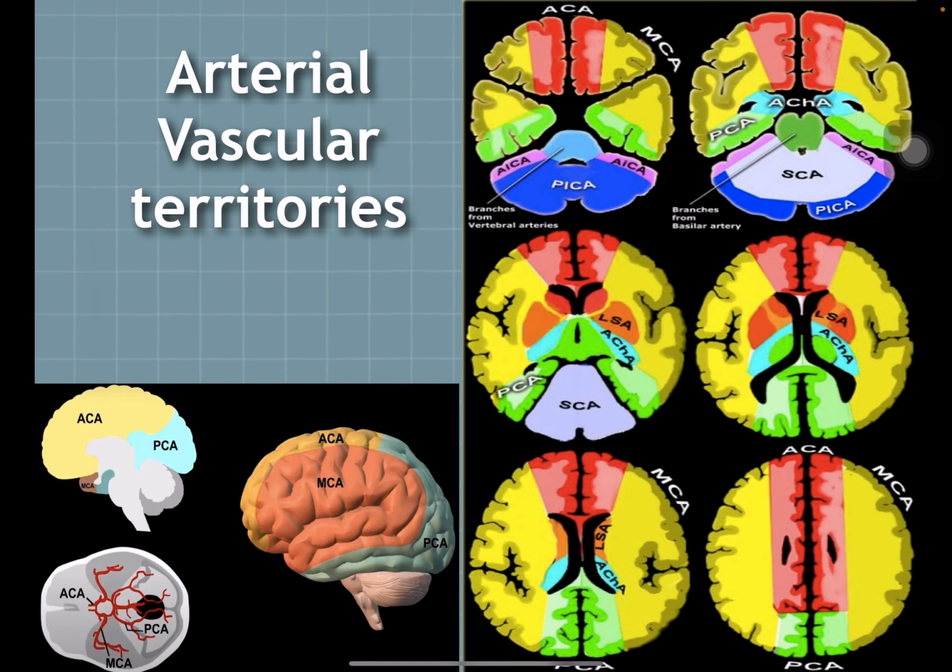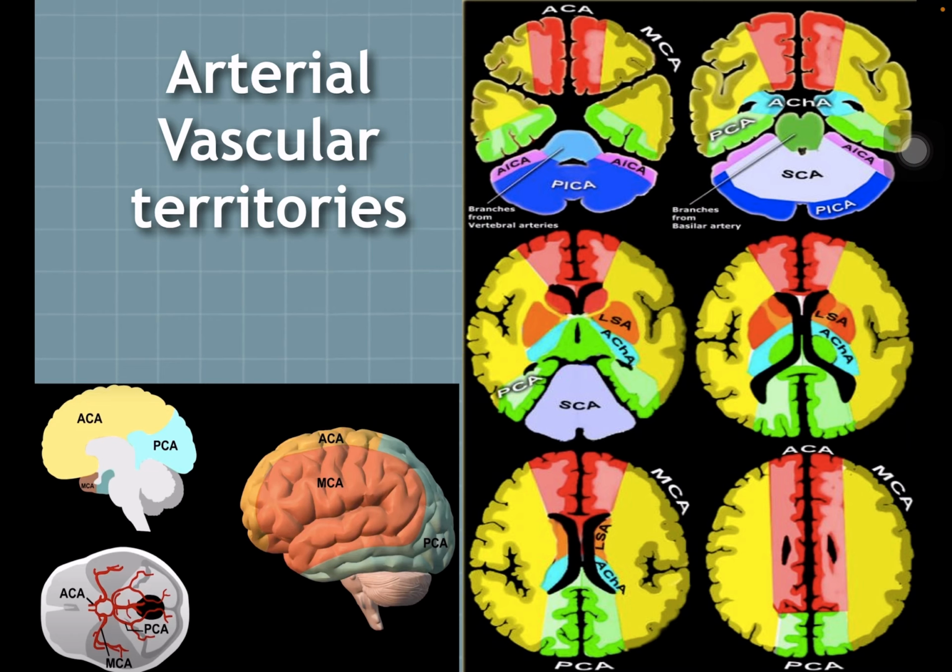Okay, now we have moved on to the arterial vascular territories. Different arteries supply different parts of the brain. We call that arterial vascular territory. Two pairs of arteries supply blood to the brain, which are the carotid and vertebral arteries. Carotid arteries supply 80% of the brain, while vertebral arteries, which join to form the basilar artery, supply the remaining 20% of the brain, primarily the posterior fossa.